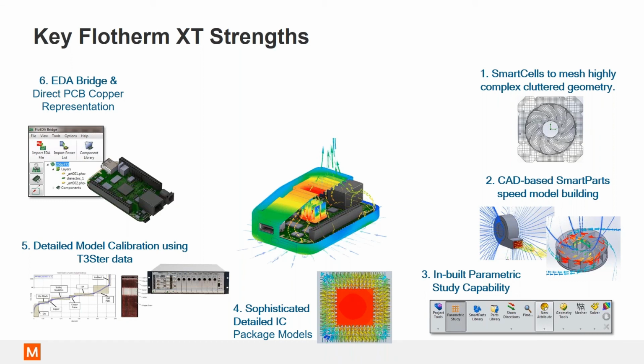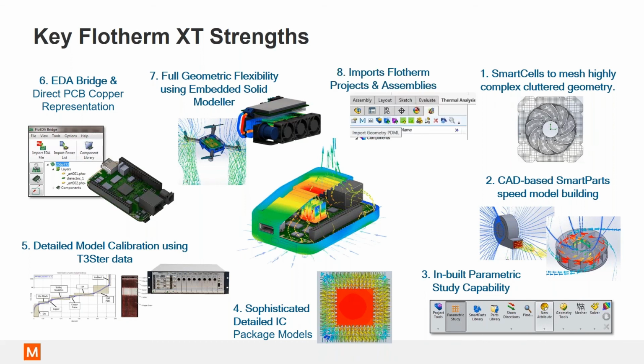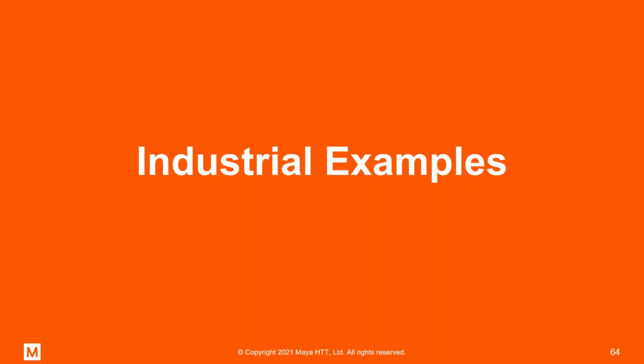We can accurately model the copper traces using the Flow EDA bridge. This is efficient and very easy to do as well. We can create, move, and constrain paths together within the tool. You don't have to depend upon the CAD functionalities of another tool. You can do it within FlowTherm XT. And lastly, we can go ahead and import FlowTherm projects and assemblies with no issues and perform the thermal analysis of the same. So now I'm going to hand it over to Richard to take us through some industrial examples which he's worked on and gained success.